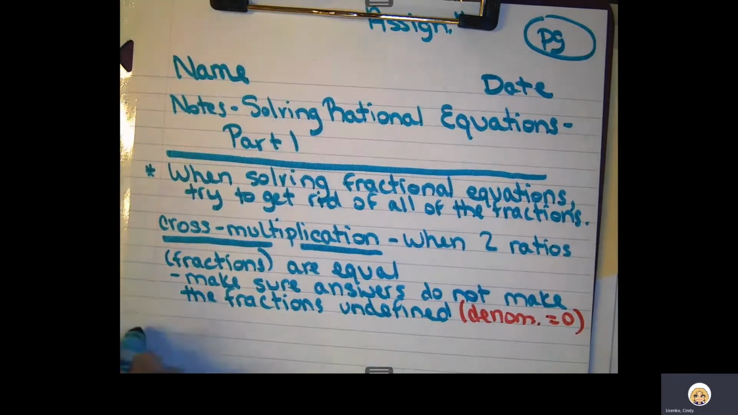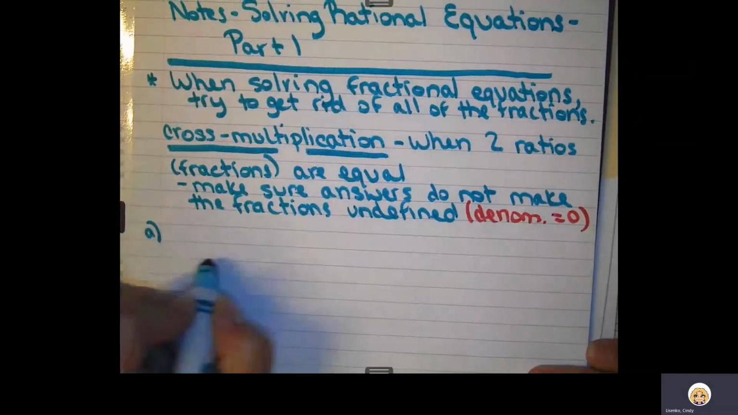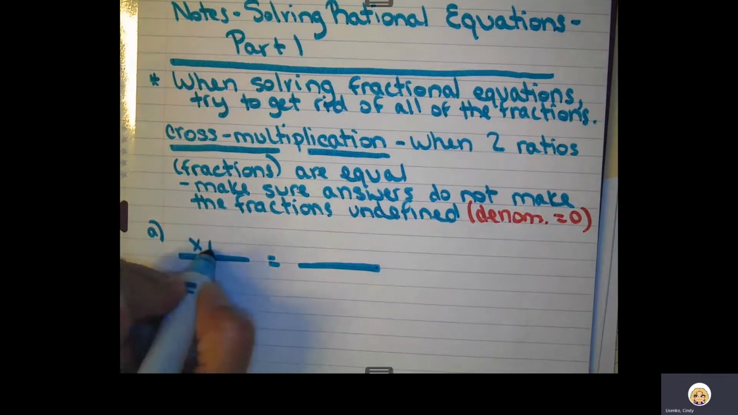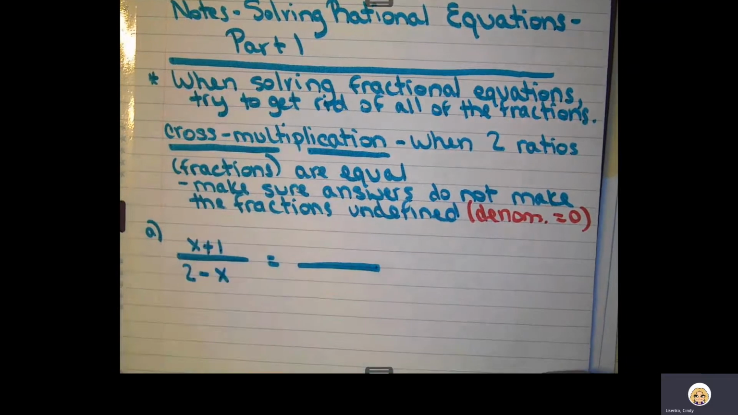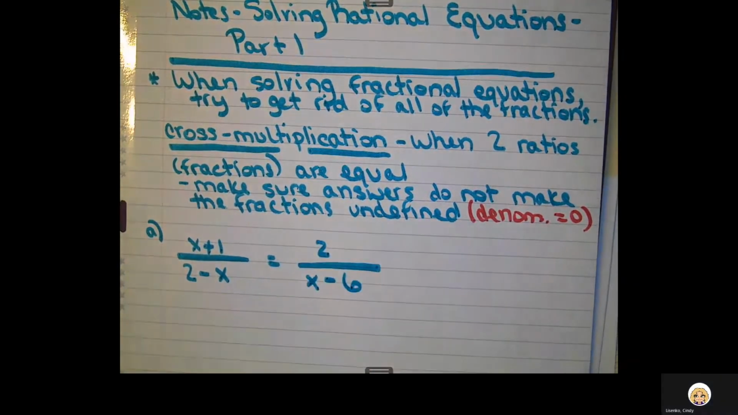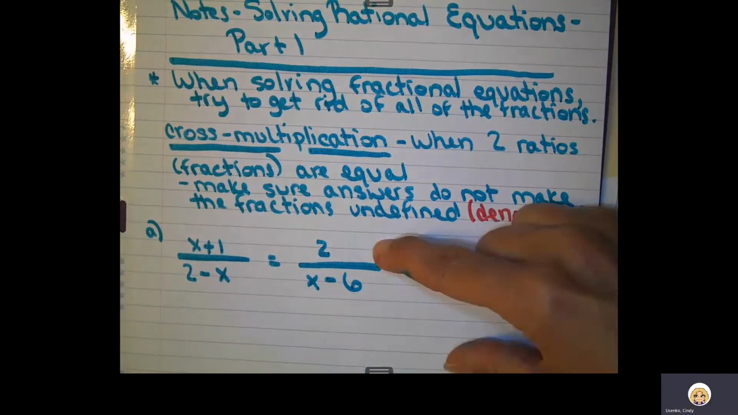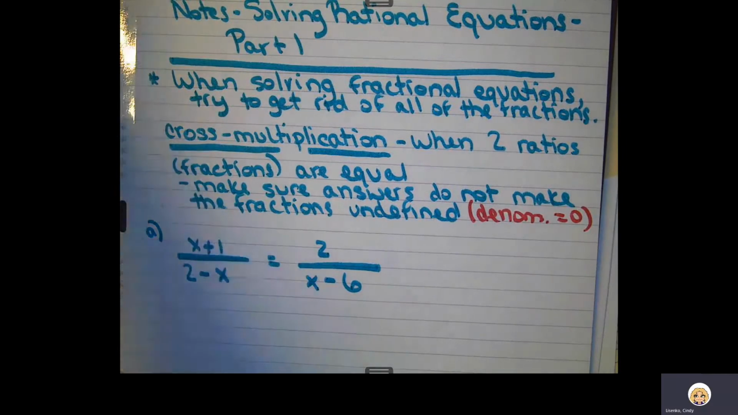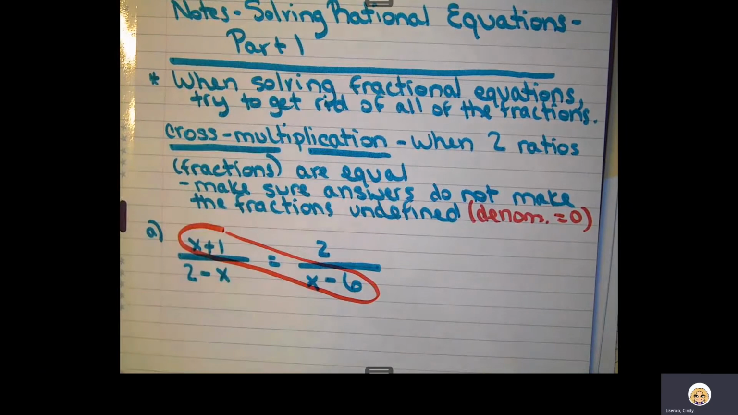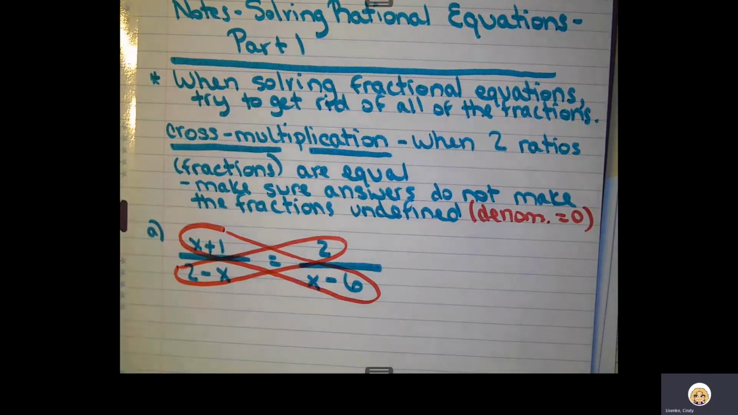So we're just going to do one quick example of cross multiplying. So here's example A. Can you write, we're going to have 2 fractions equal to each other. So the first fraction is going to be x plus 1 over 2 minus x. The second fraction is going to be 2 over x minus 6. Because the only thing you have is 2 fractions equal to each other, we can cross multiply. So we're going to multiply those 2, and then we're going to multiply these 2 and set them equal to each other. So our equation is going to look like this.